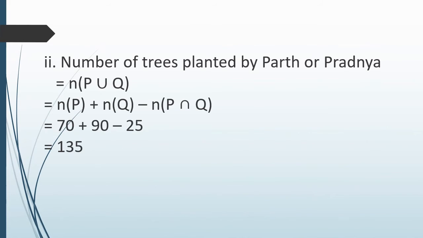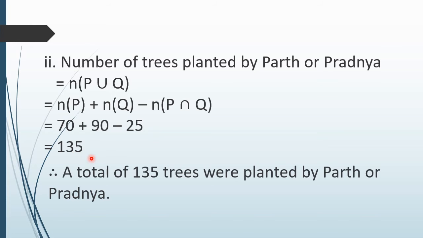So, the number of trees planted by Parth or Pradnya is equal to the number of elements in P union Q, that is equal to the number of elements in set P plus the number of elements in set Q minus the number of elements in P intersection Q, that is equal to 70 plus 90 minus 25, that is equal to 135. So a total of 135 trees were planted by Parth or Pradnya.